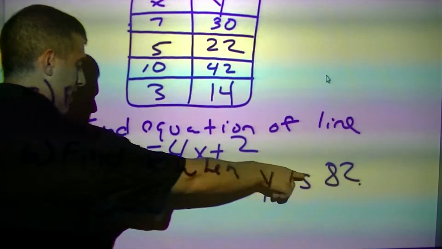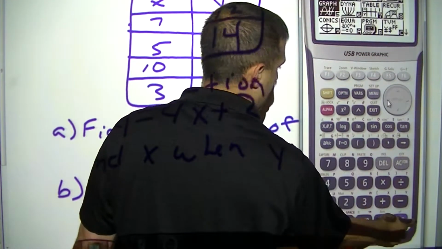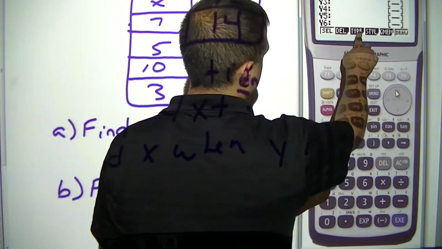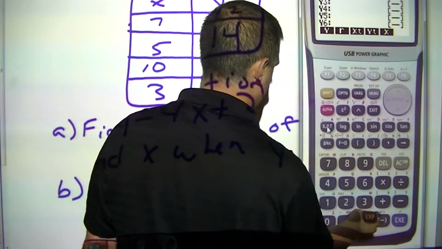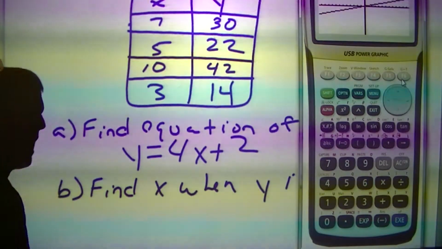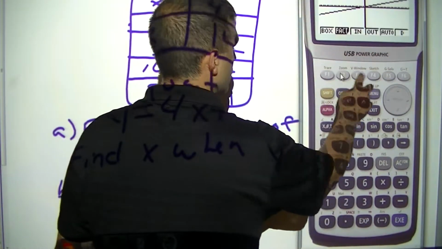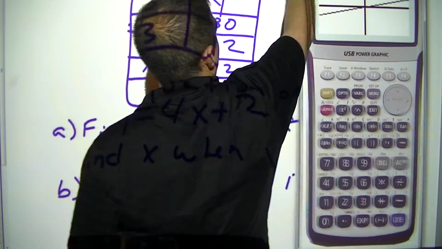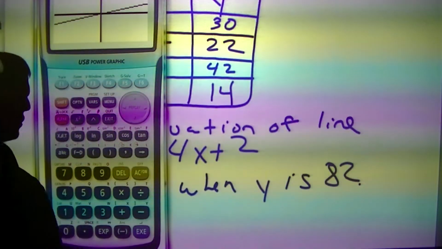Now, to get that part of it, I'm going to go into menu, and I'm going to go to graph. I'm going to delete these things. Make sure the type is set to y equals. So I'm typing in 4x plus 2. Draw. Okay, now, I'm going to have to zoom out a bunch. Zoom out, enter. Zoom out, enter. Zoom out, enter.